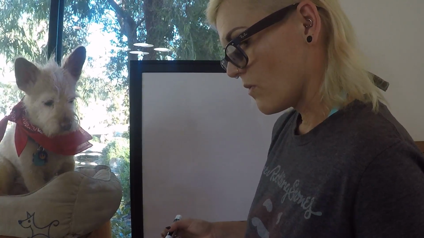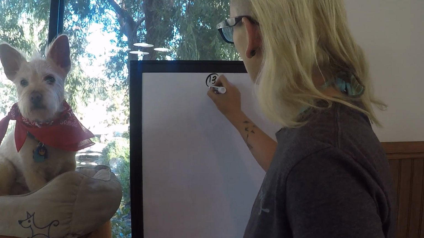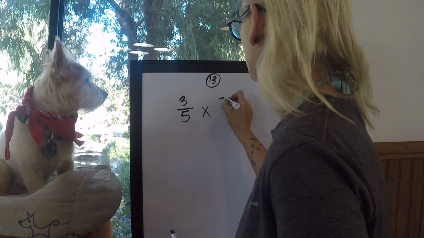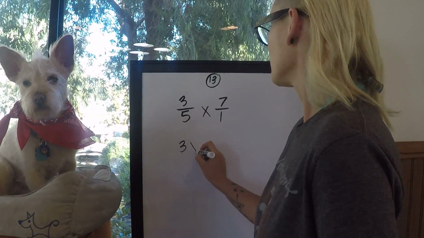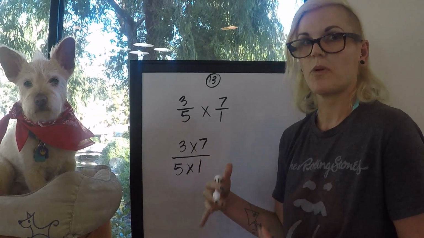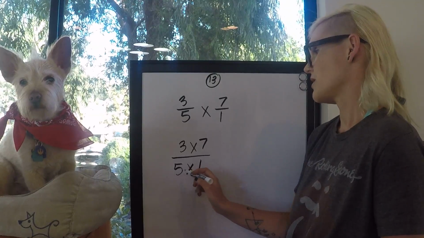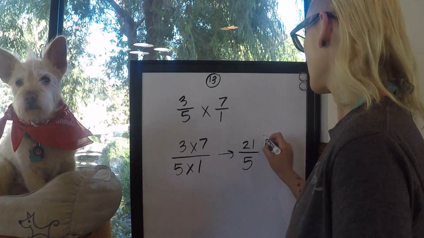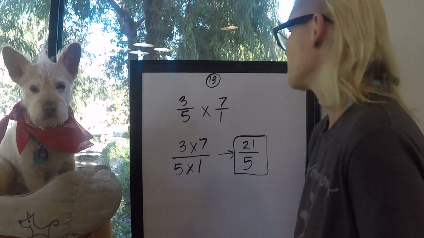Okay, so number 13. All right, so 3 over 5 times 7. Okay, so again, whole number, I'm going to stick it over 1. I'm going to rewrite it as one big happy family. And I'm going to look for any common factors on the top and the bottom. 3 does not share anything with 5 and 1. 7 doesn't share anything with 5 and 1. So I'm going to multiply across: 21 over 5. Okay, improper fraction, but they don't share any common factors, so that's the simplest form.